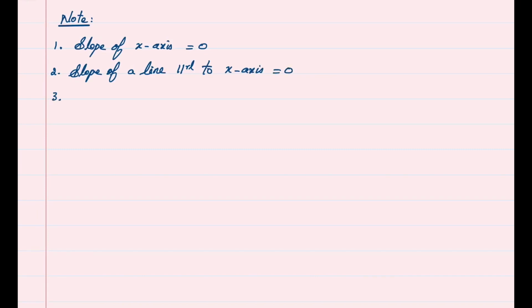You should know the following points. The first one, slope of x-axis is 0. Second point, slope of any line parallel to x-axis is also 0. Third point, slope of y-axis is not defined. Fourth point, slope of a line parallel to y-axis is also not defined.